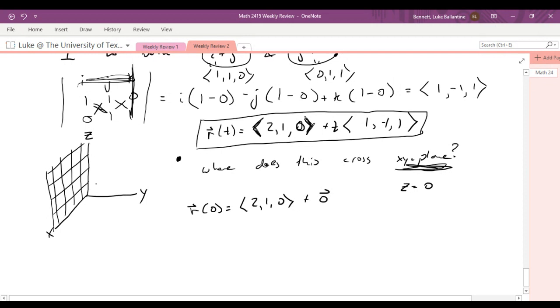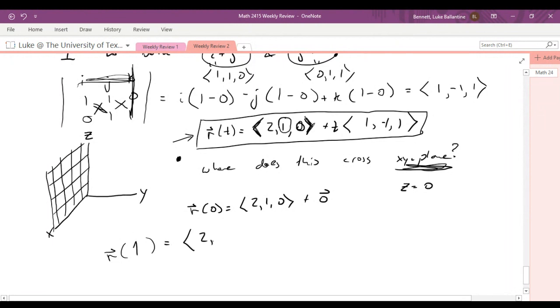Yep, that's true. You got it. y is 0 on the xz plane. On the xy plane, the z would be 0. On the yz plane, x would be 0. So we have to find t such that y equals 0 in our parametric equation. Can you think of what t might be? For what value of t would yield a 0 in this component? Yeah, exactly. t equals 1.